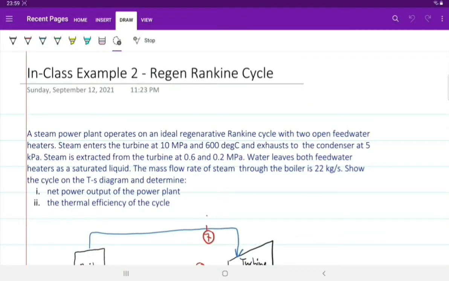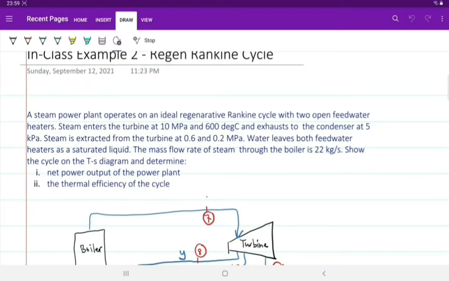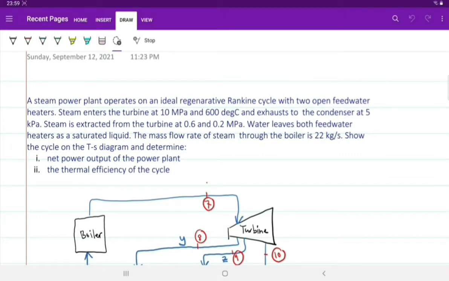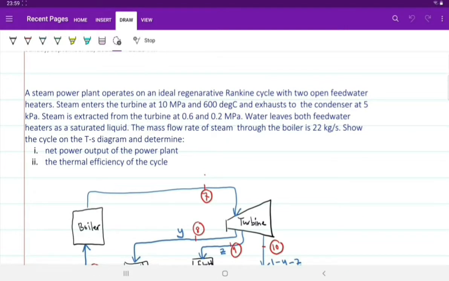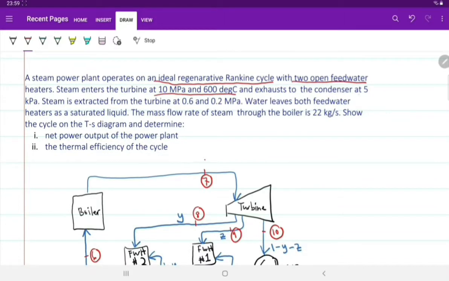This is an example for the regenerative Rankine cycle. Okay, the question is: a steam power plant operates on an ideal regenerative Rankine cycle with two open feed water heaters. Steam enters the turbine at 10 megapascal, 600 degrees Celsius, and exhausts to the condenser at 5 kilopascal.